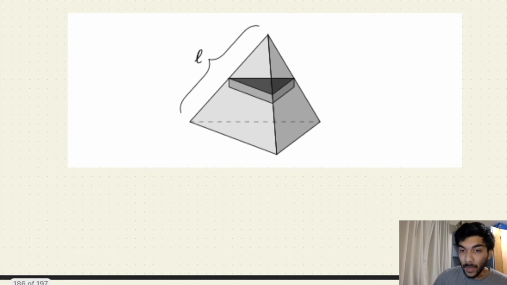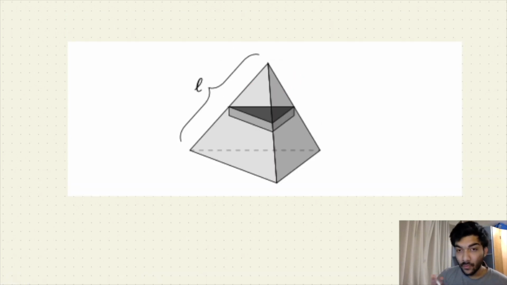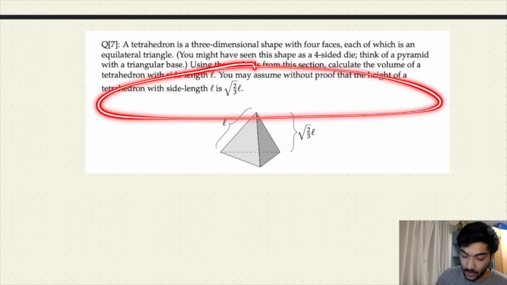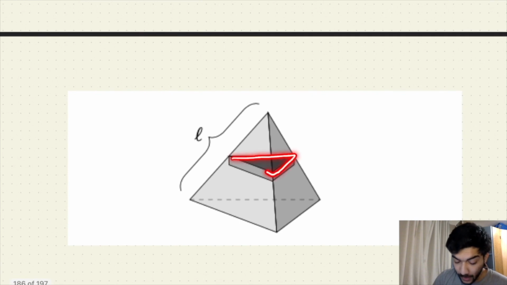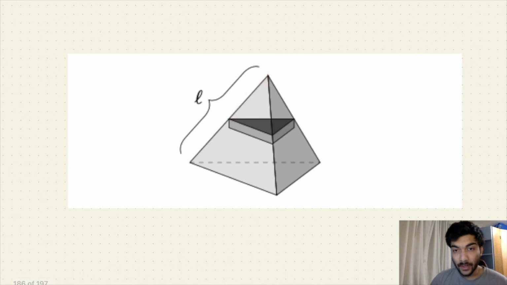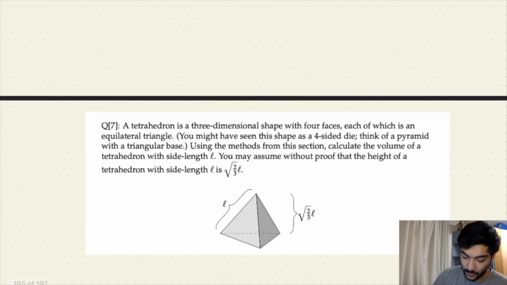Now the main task is to calculate the area of this equilateral triangle. For the sake of simplicity, let's invert this tetrahedron and calculate the area of this arbitrary areal strip. The way to do that is to use the given information in the question, that the height of a tetrahedron with side length L is root 2 by 3 times L. To calculate the area of our equilateral triangle, or our arbitrary areal strip, we need its side length, and if we are able to calculate the side length, we would be able to easily calculate the area of this equilateral triangle using the concept given over here.